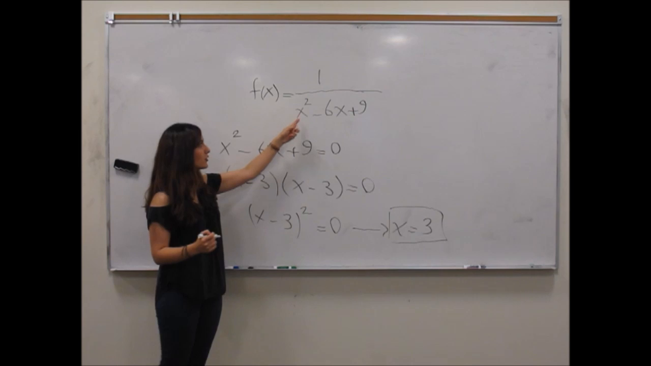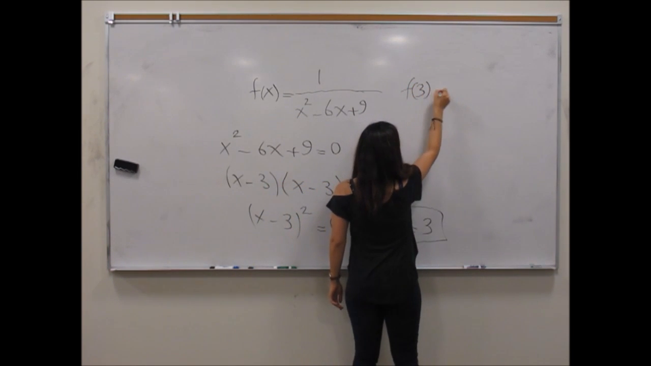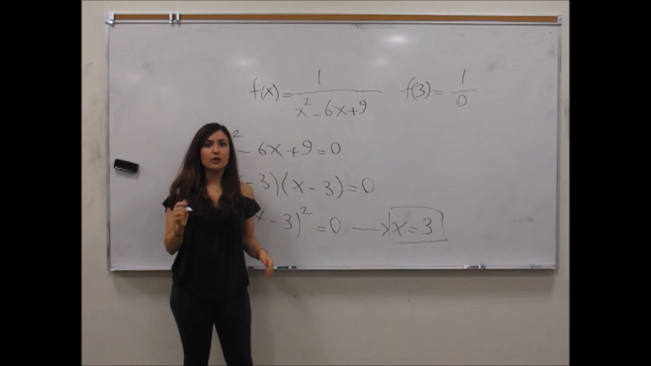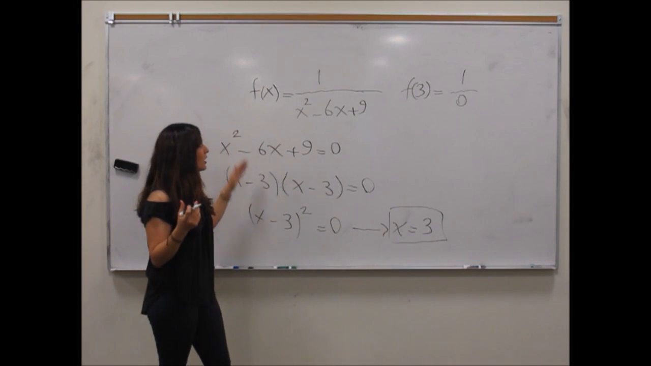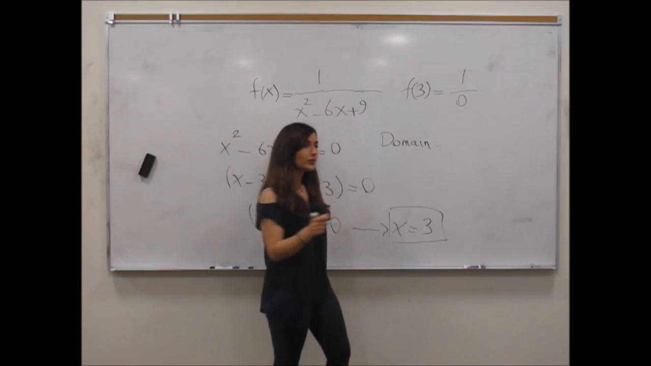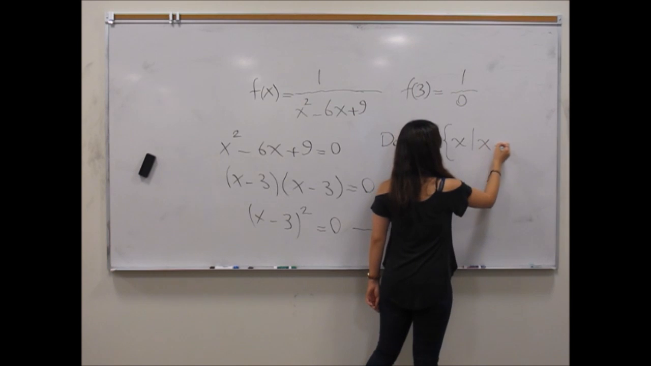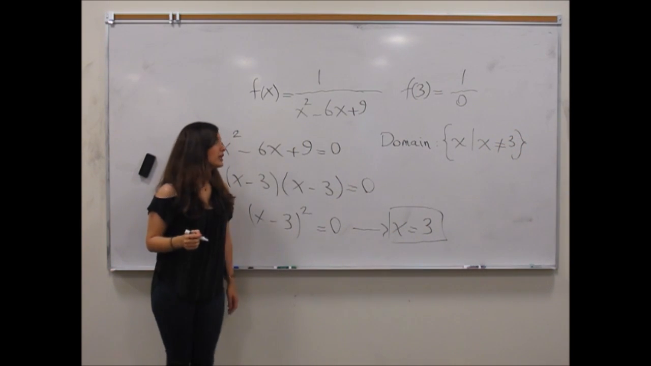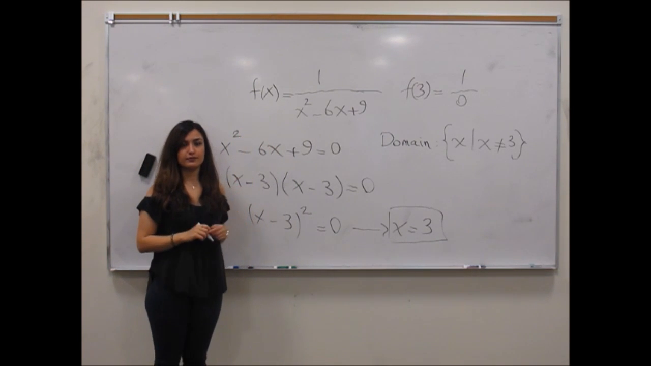So when I plug in 3 here, when I have f of 3, I get 1 over 0. And remember, any non-zero number over 0 gives me an undefined value. So in the domain of this function, I do not have x equal to 3. Okay, so the domain of the function is x such that x is not equal to 3. So all real numbers but 3. We're going to look at the graph of this function in a second.